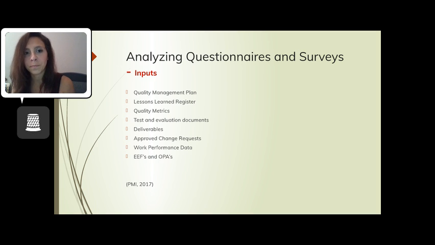So continuing on, we'll look at what the inputs would be for this quality tool. You'd probably want to look at your quality management plan, lessons learned, quality metrics, tests and evaluation documents, deliverables, approved change requests, work performance data, and your EEFs and OPAs. All of these items can help you gather information to develop your questionnaires and surveys. They may not be required, so obviously you're going to have to tailor it to your project.